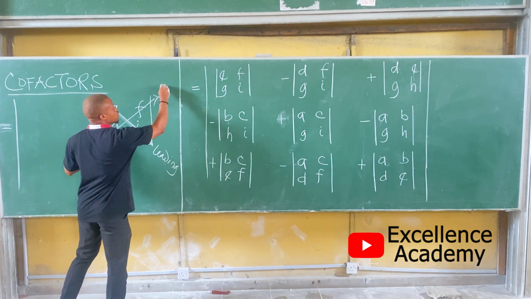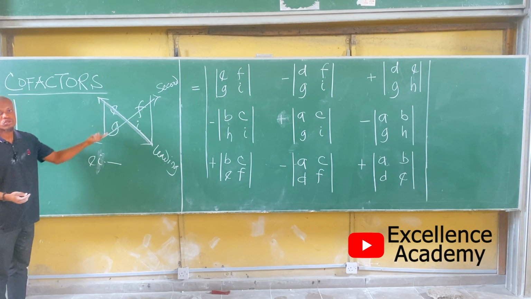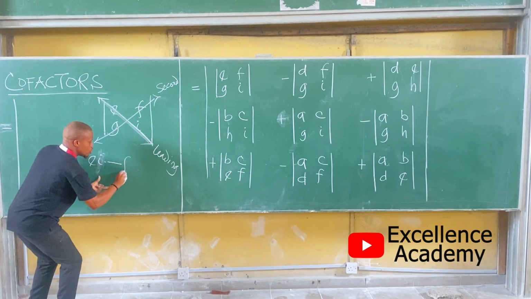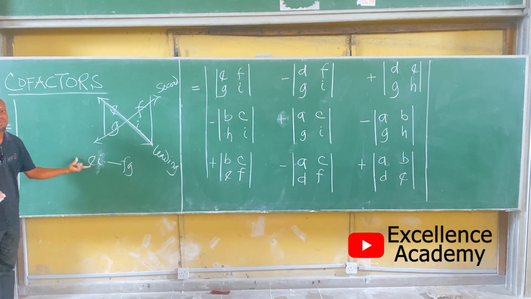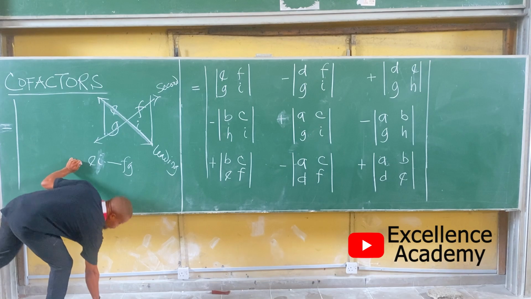So this is your second diagonal. Minus, so what is the product of the second diagonal? F times G, FG. So this gives you what? Your determinant of a 2 by 2 matrix. So this is how you get that.